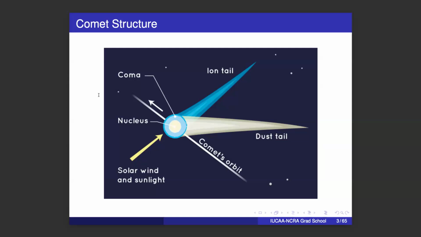Unlike the nucleus, which I said is very small, and the coma, which is a bit bigger, the dust tail can be enormously long. Enormously meaning 100 million kilometers, 150 million kilometers. Numbers like this are possible, right? It's very, very long.